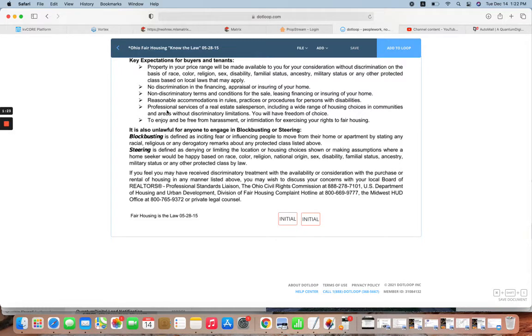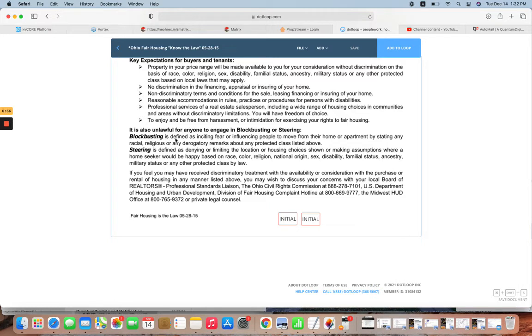Expect that professional services of a real estate salesperson, including a wide range of housing choices in communities and areas without discriminatory limitations, will take place. So basically, you have the freedom of choice of where you're going to live. And lastly, you should expect to enjoy and be free from harassment or intimidation for exercising your rights to fair housing. So there are 2 other terms that I want to go over.